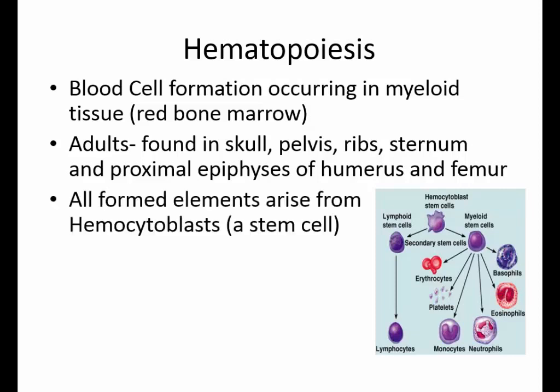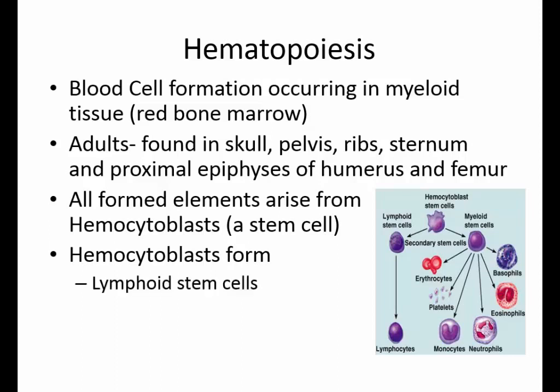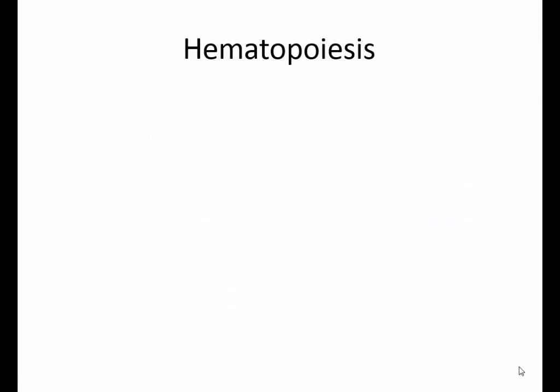All of the formed elements, red cells, white cells, and platelets, arise from the same grandmother cell, the hemocytoblast. This is the stem cell for all of the formed elements. The hemocytoblast forms 2 different cell groups. The lymphoid stem cells, which are the ones that just make the lymphocytes, and then the myeloid stem cells. And the myeloid stem cells are responsible for all of the other formed elements.